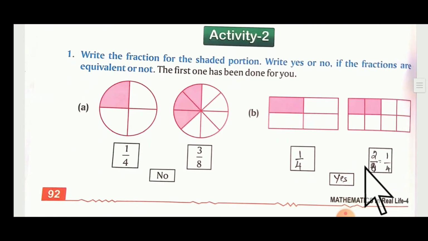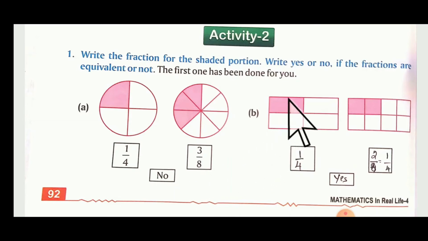Activity 2. Write the fraction for the shaded portion. Write yes or no if the fractions are equivalent or not. The first one has been done for you. See, a circle is there. Out of that, how many parts? 4. So denominator 4 and 1 shaded. So next circle with the 8 parts and 3 are shaded. Are they equal, 1 by 4 and 3 by 8? No. So the answer is no.